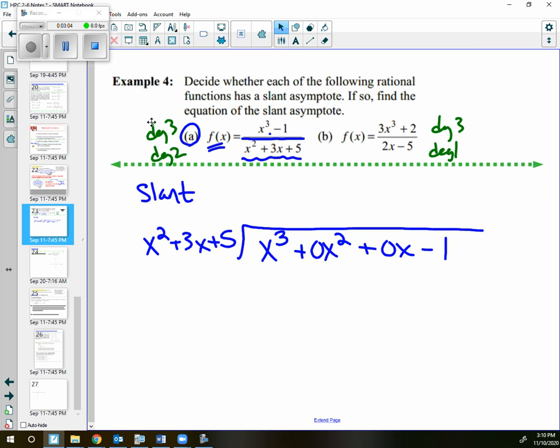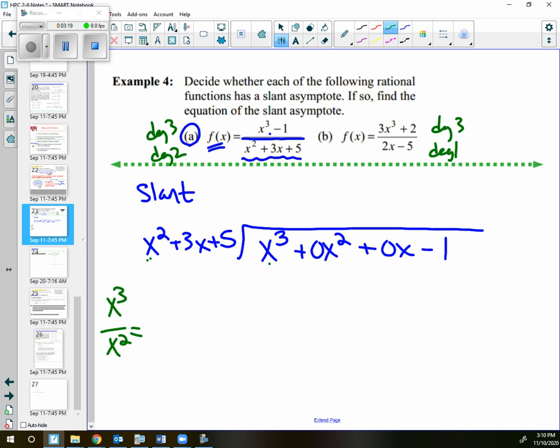Okay, so let's run through how we do long division again. So remember, we're looking at the x squared. What do I multiply it by to get an x cubed? Well, x squared times x would be x cubed. Remember, the other way to think of it is just see how many x squareds divide into x cubed. Just do the division.